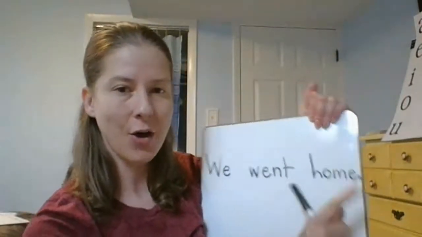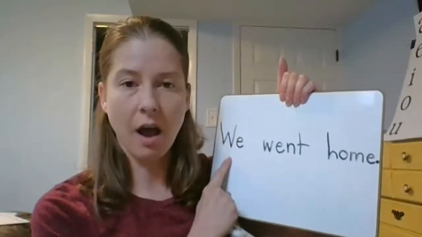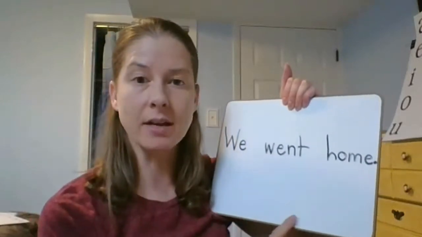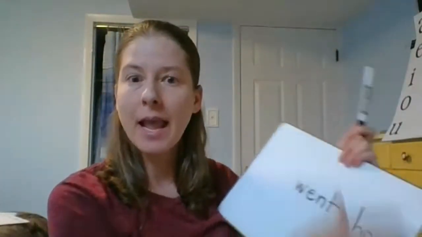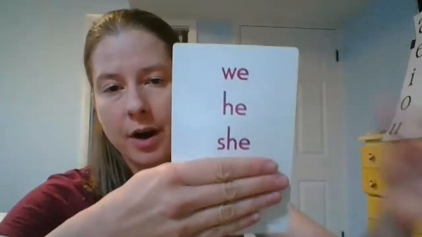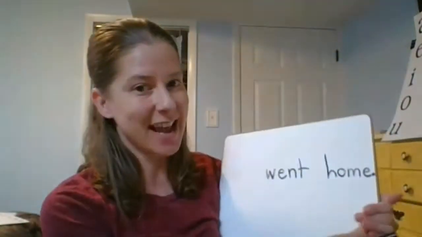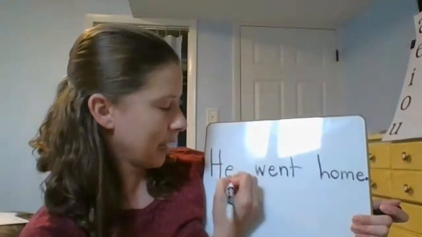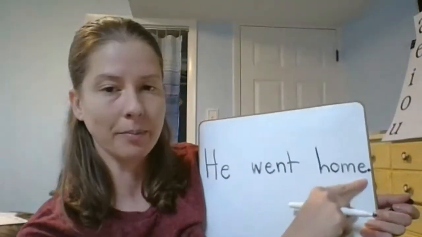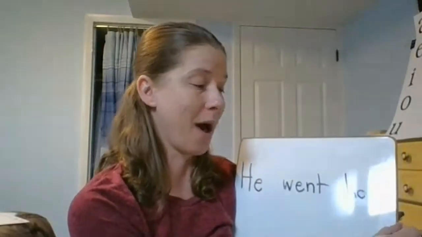We went home. All right, the next sentence is going to be, he went home. We went home. He went home. I just need to erase we and put in what word? He. Let's look at our snap word card, trick word. There's we, here's he, H-E. But it's the first word in a sentence, so it has to be capital. H, E. Let's read it. He went home. And this would be scooped all together. He went home.